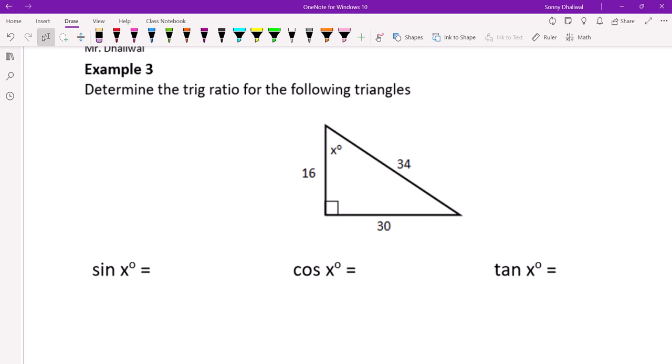Okay, that's correct. Now, which one's adjacent, Natalie? This is your angle. Adjacent means next to. So what side is next to it? No, next to your angle. This is your angle here. So you have 34 and 16. 34 is already labeled, right? 16. Then that leaves that one. Adjacent, opposite. Good. Which one's your hypotenuse?